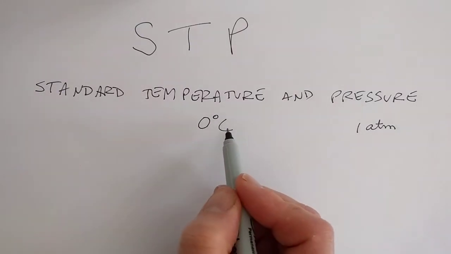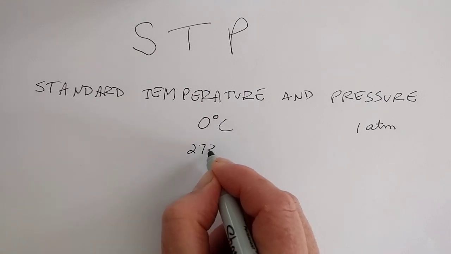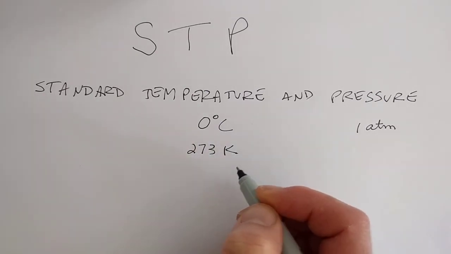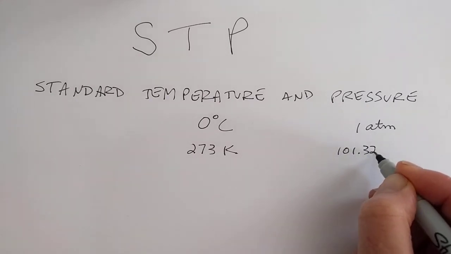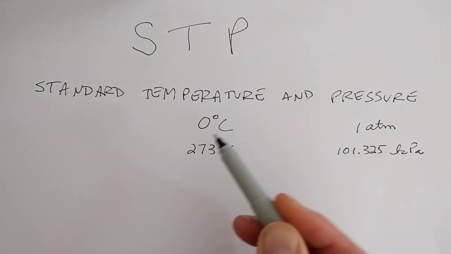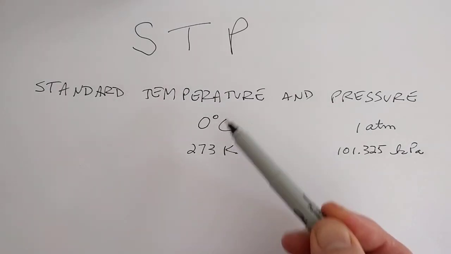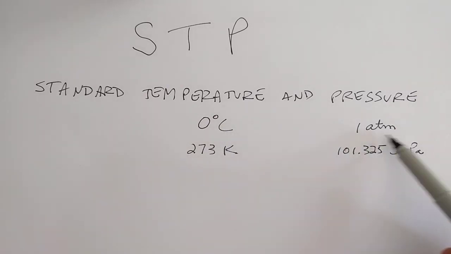Now, 0 degrees centigrade, that is the same thing as 273 Kelvin. And that is the same as 101.325 kilopascals. So whatever unit that you choose, it has to be the same as 0 degrees C, and your pressure has to be the same as 1 atmosphere. Then you are at the standard temperature and pressure.